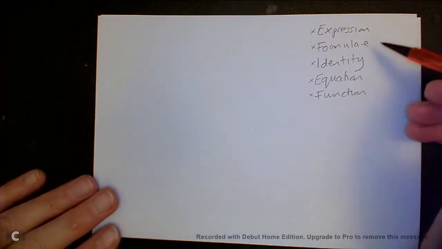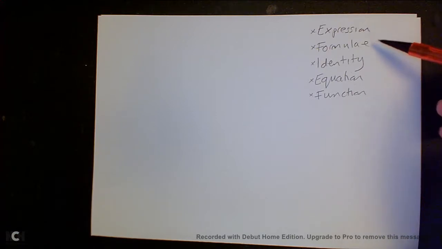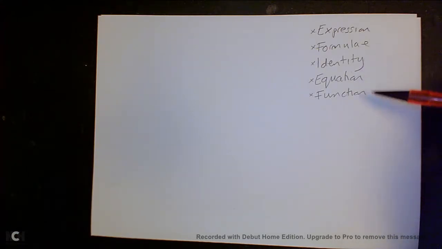I want to explain the difference between these 5 words: expression, formulae, identity, equation and function.